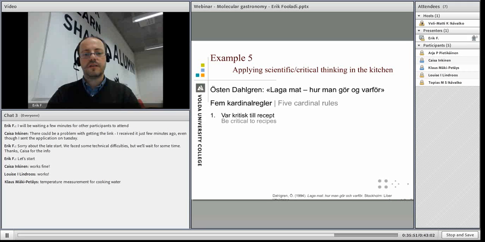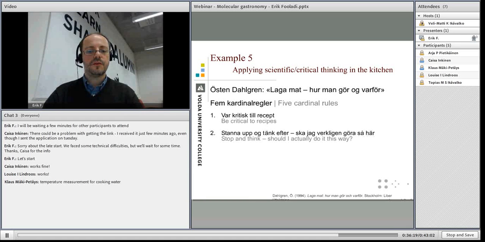So actually this has to do with having some source awareness, being able to ask, is this credible or not? And this is a typical thing that you would want to teach in science or home economics in lower secondary and upper secondary school. Source awareness, source criticism. And then the second out of 5, stop and think, should I actually do it this way?